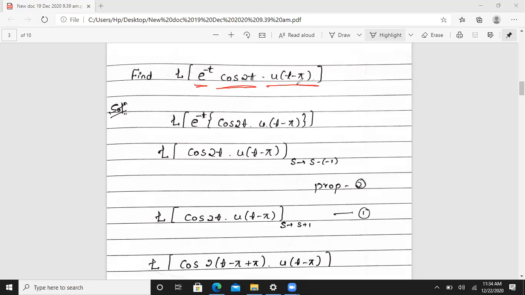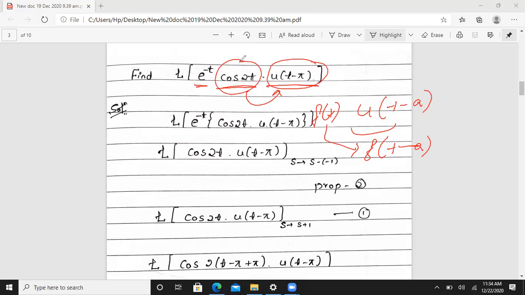Okay, so here we will use the same property. Wherever you get u of t minus a, and before it we have f of t, we convert this function to f of t minus a. Okay, so here we have u of t minus pi, and we have to convert this function to cos of t minus pi. Okay, so first we will convert this function, and after that we will apply your second shifting property formula, that is, f of t minus a into u of t minus a.